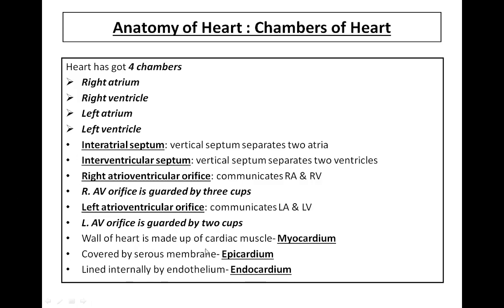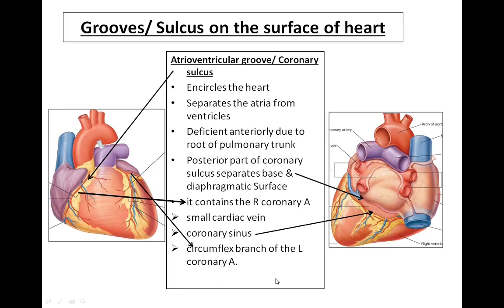Then the wall of the heart is made up of muscle, that is cardiac muscle, which is known as the myocardium. Then it is covered by a serous membrane, that is called epicardium, and the inner side is lined by a lining epithelium, which is called the endocardium, which is simple squamous epithelium.